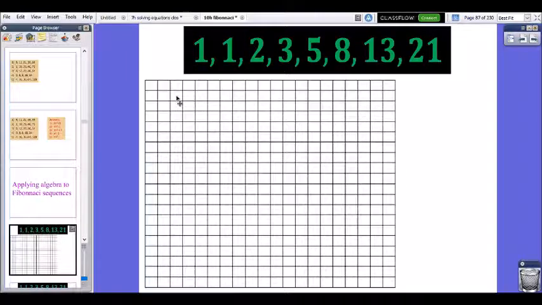Okay, so this is an example of a Fibonacci sequence. A Fibonacci sequence simply means that the previous two terms add together to make the next term. So 1 plus 2 is 3, 2 plus 3 is 5, and so on.